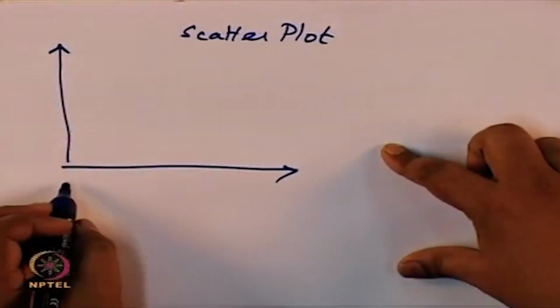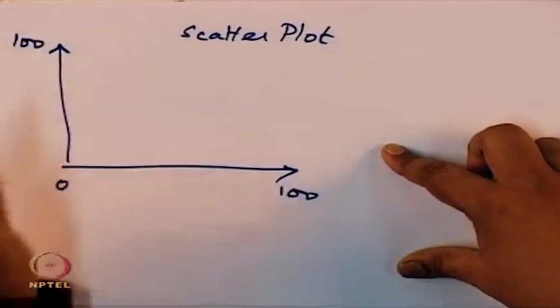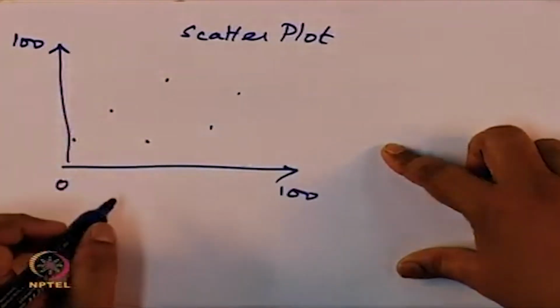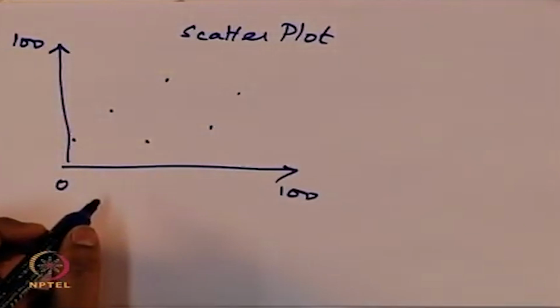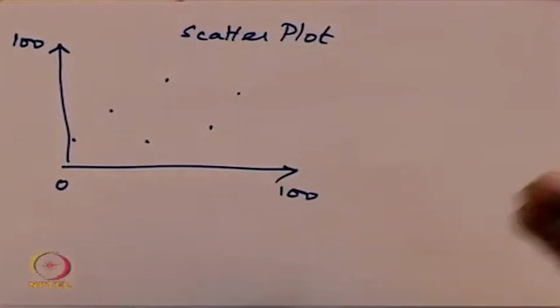So, let us say your maximum value is in the range of 0 to 100 on both axes, and then accordingly you can put individual points and see how these performances are correlated. Your aim might have been to see how the students are performing across different exams, and these are 2 different exams, so perhaps 2 different subjects.